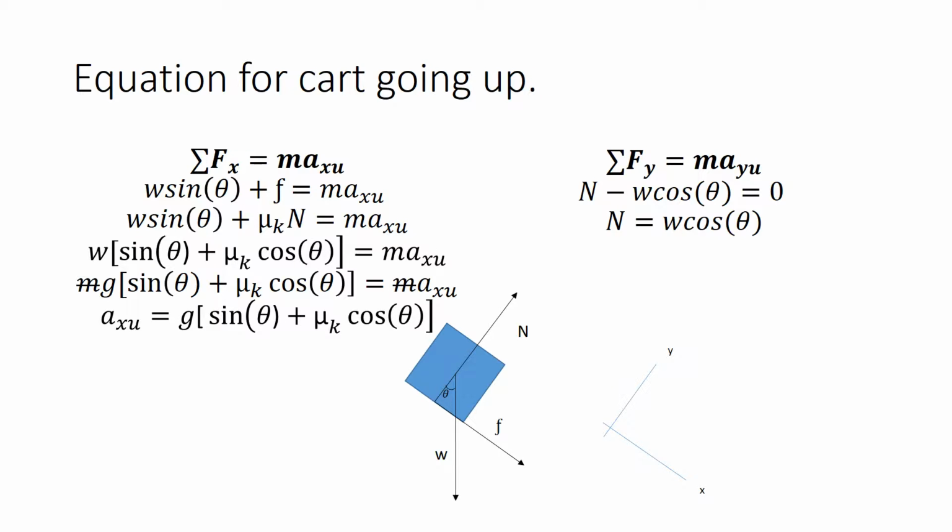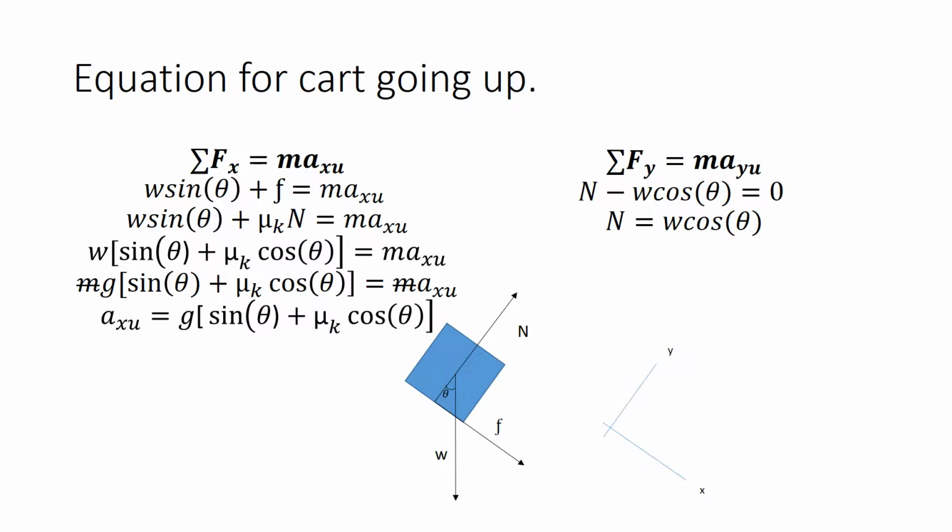Now here's the equation for the acceleration of the x direction up the ramp. We again started with the forces in the y direction equaling mass times acceleration in the y, equaling normal force minus weight cosine theta equals 0. Normal force equaling weight times cosine theta again.